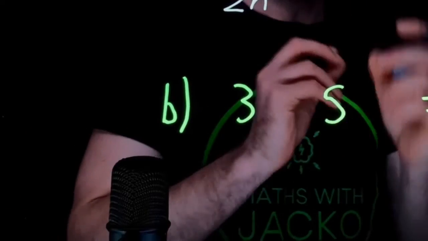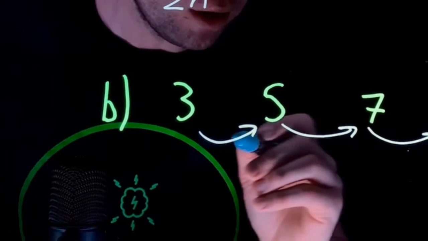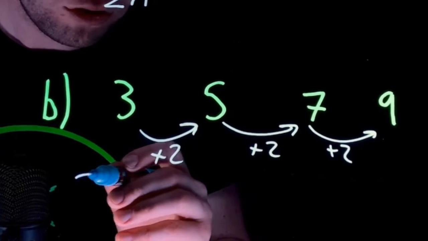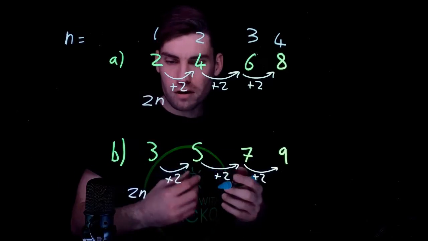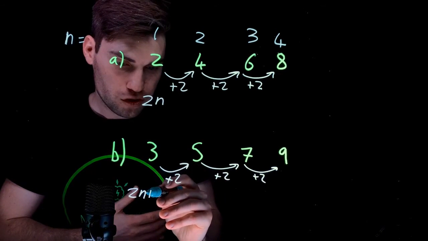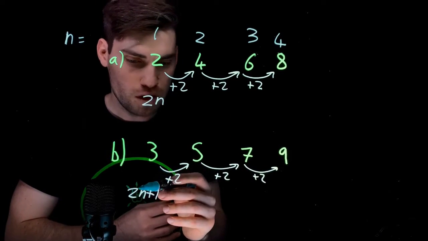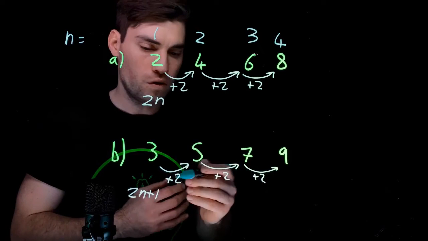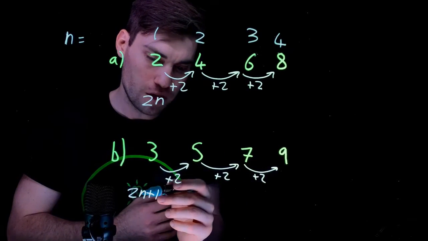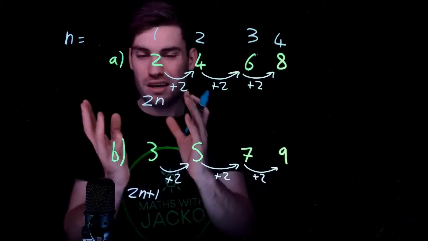Right, this one, you might have already seen. So you can see it is still, like the one before it, going up in 2s. So that means it is 2n. However, it's a 2 times table, but we've added 1 each time. So 2 times 1 is 2, add 1 is 3. 2 times 2 is 4, add 1 is 5. 2 times 3 is 6, add 1 is 7. 2 times 4 is 8, add 1 is 9. And that is basically the difference.